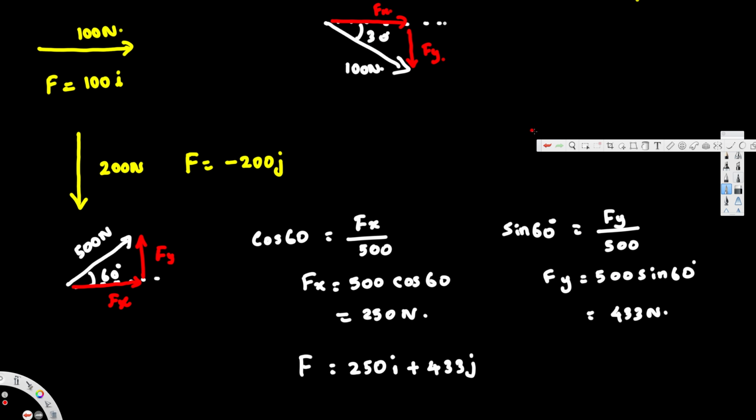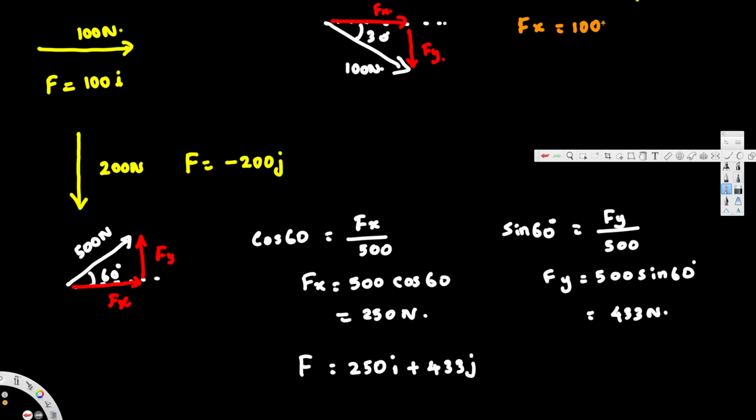Here we are going to do the same thing. Fx is going to be equivalent to F, which is 100, cos theta, cos 30. 100 cos 30 is going to give us 86.6, and the direction is in the positive x-axis, so this is going to be positive. This is not an angle, this is Newton, right? So this is 86.6, and that's positive Newton.